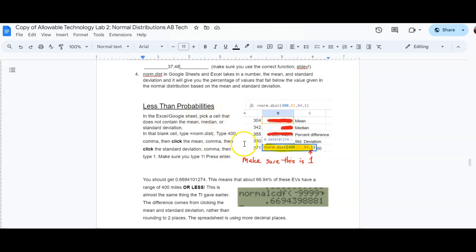All right, and then we're just going through here learning how to do normal probabilities with Google Sheets. So we need the mean, and we need the standard deviation when we're doing this. Notice right underneath it's the median. The standard deviation is down here further. So when I want to do a less than probability, I just need a number in the first position, then the mean, the standard deviation, and then the number 1. Make sure the last number is 1.